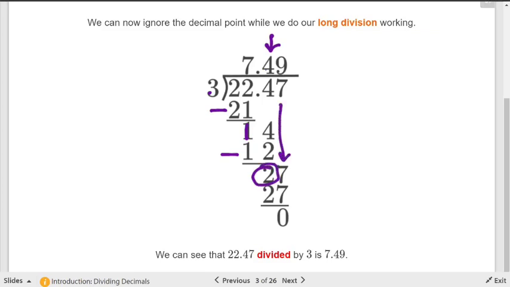Bring down your next number. 27 divided by 3 goes in 9 times. And 27 minus 27 makes 0. And I'm happy when I get 0 when I'm doing division because that means that I am finished. Okay. So all you're going to do is just divide as you normally would, ignoring the decimal. Your decimal will already be where it needs to be.